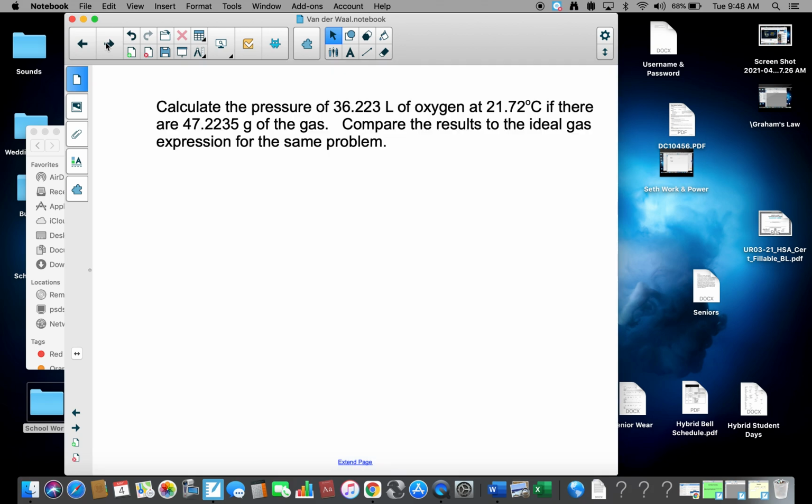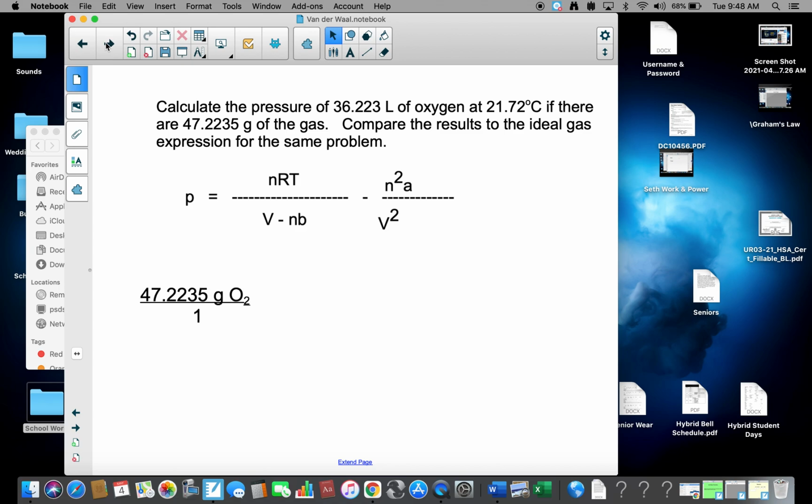So let's look at the problem. Calculate the pressure of 36.22 liters of oxygen at 21.72 degrees Celsius if there are 47.223 grams of the gas. Compare the results of the gas expressed in the ideal gas expression. The same problem. All right, so we start with the van der Waals equation. We'll put our values in.